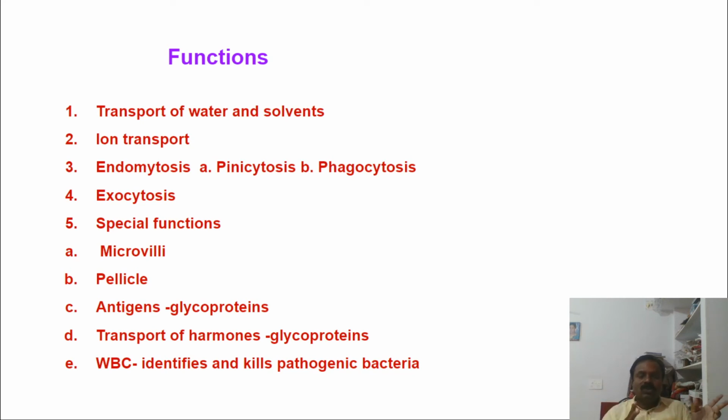Uniport means movement of a single ion, only one ion. Movement of two ions is biport. So biport is of two types, symport and antiport. Symport means movement of two ions in the same direction. For example, movement of K+ ion and Cl- ion in the same direction into the cell. This is symport.